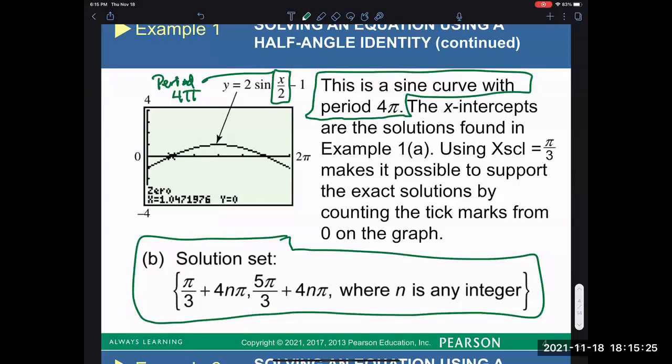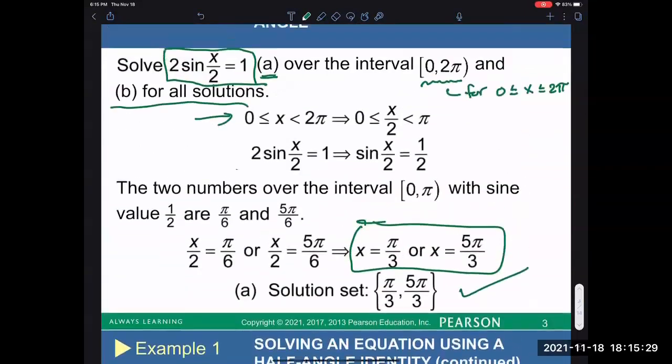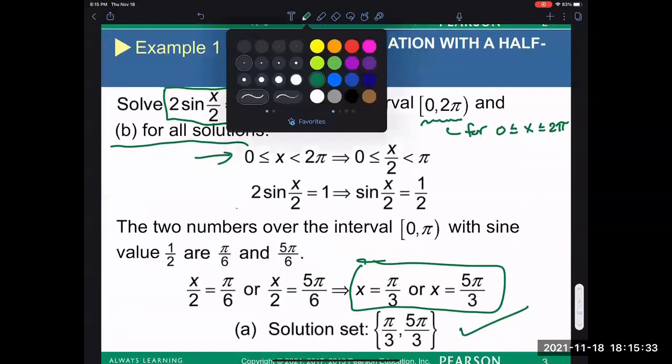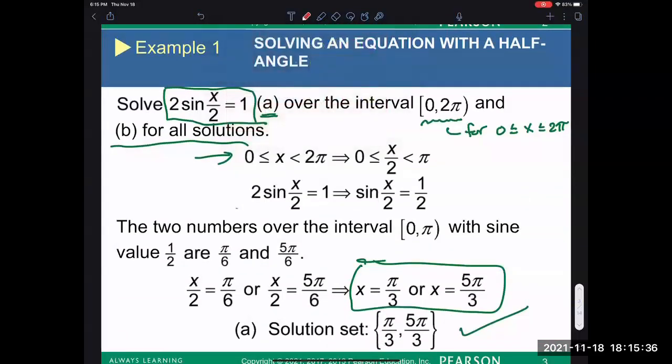And so in this first problem, we looked at how to handle when you're solving an equation with a half angle in it. So this was the key thing to think about, what we were trying to figure out here with a half angle.